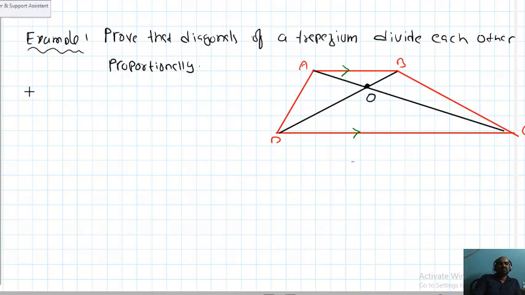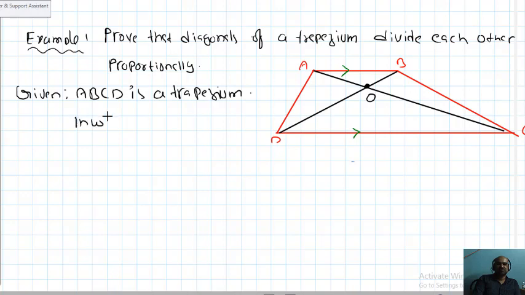First of all, I want to write the given data. Given: ABCD is a trapezium in which AB is parallel to DC and the diagonals intersect at O. Diagonals AC and BD intersect at O.